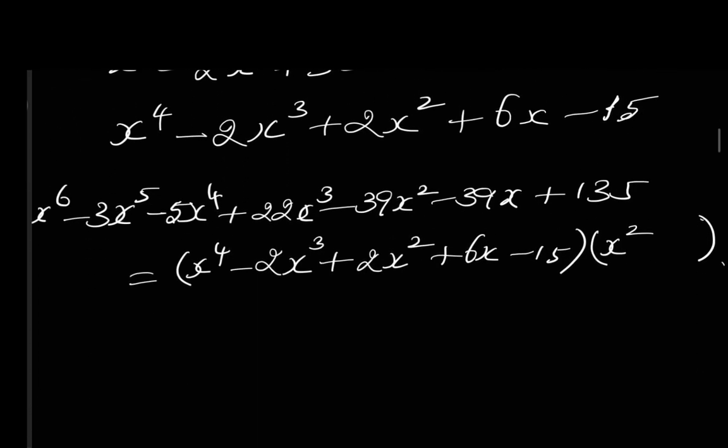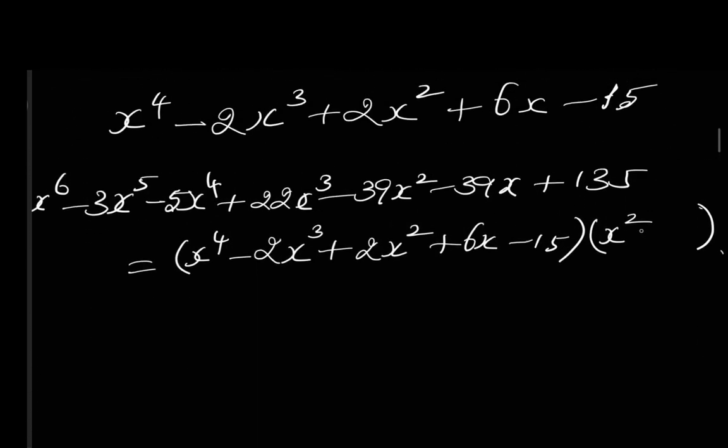After the x square term, I have to get an x term, but we cannot find that x term here. Let me mark it as px. And the constant term here is minus 15, but in our expression the constant is 135. So divide 135 by 15. It goes 9 times. Therefore the constant is minus 9. So I need to find only the coefficient p of x for our factor.